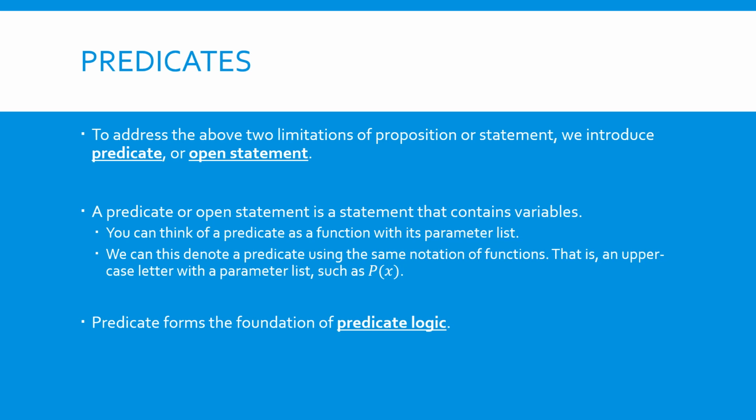The notation of predicate or open statement is also identical to that for function. That is, we use an uppercase letter to represent the statement form, followed by a list of parameters included in the parentheses. For example, P(x) can be used to denote a predicate or open statement. Similar to propositional logic, the inference and reasoning built upon predicates is called predicate logic.